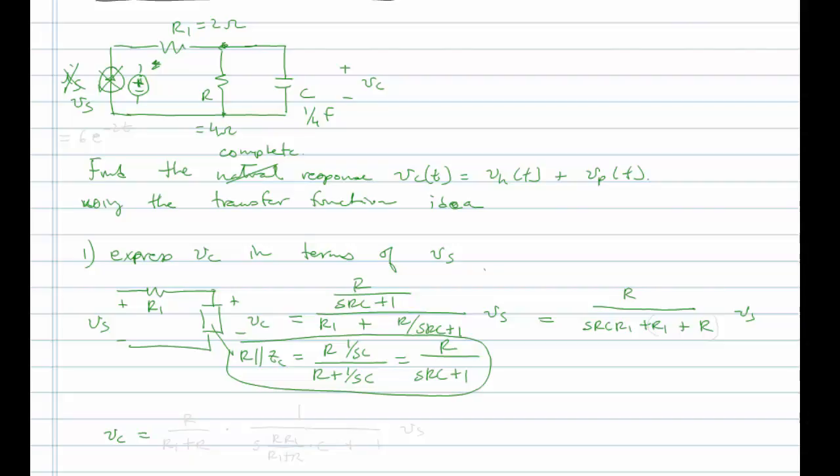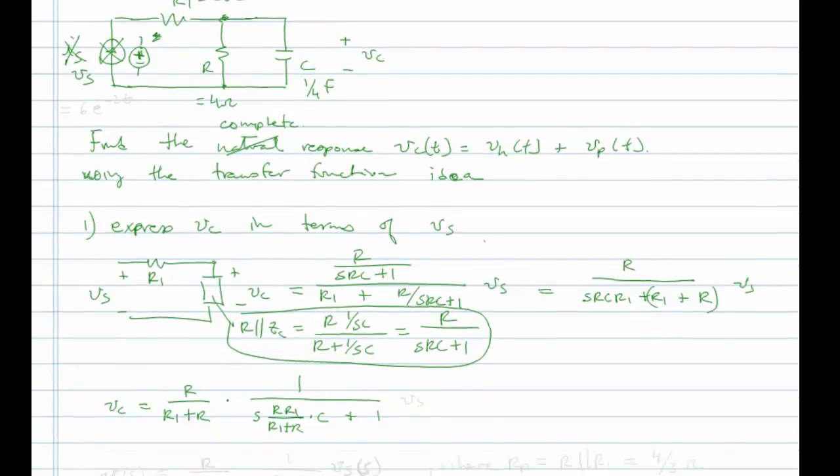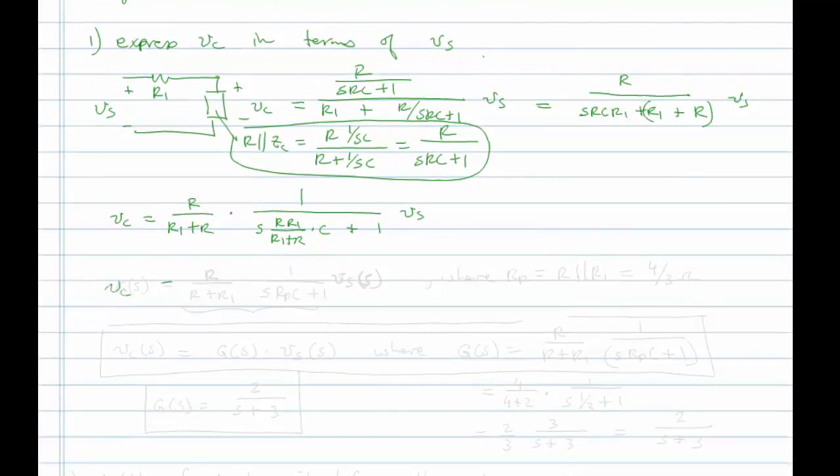Let's see, VC. So now what am I going to do? I'm going to divide through by 1 over R1 plus R. Okay. And what does that give me? That gives me S R R1 over R1 plus R times C plus 1, because I've gathered these two together here, pulled them out. Finally, I'll write it as VC is equal to R over R plus R1 times 1 over S RP C plus 1 VS, okay, where RP is equal to R in parallel with R1, which we've seen before is 4/3 of an ohm.